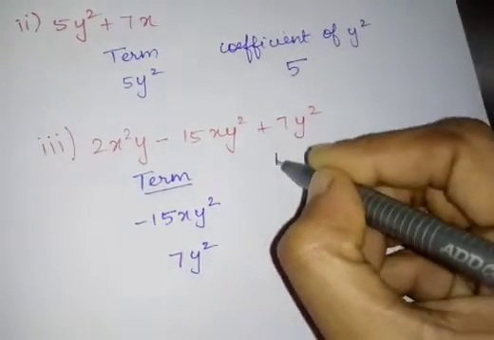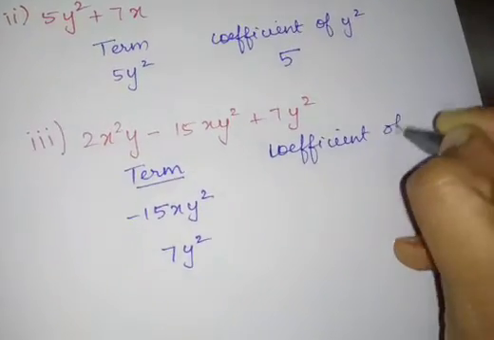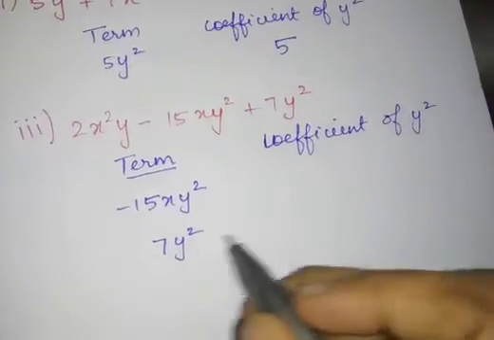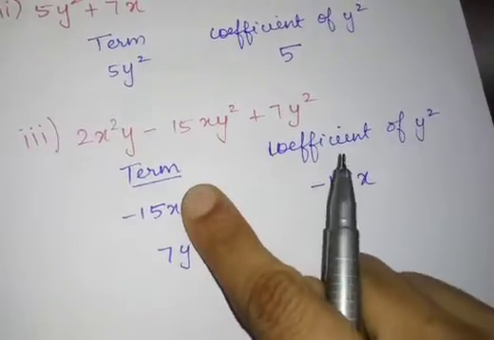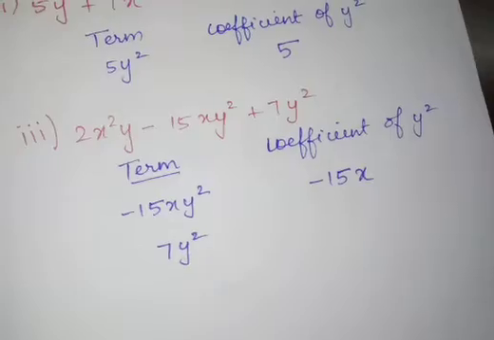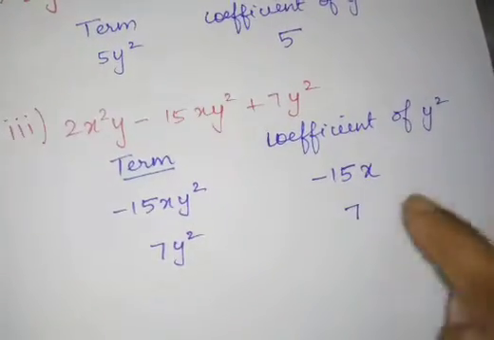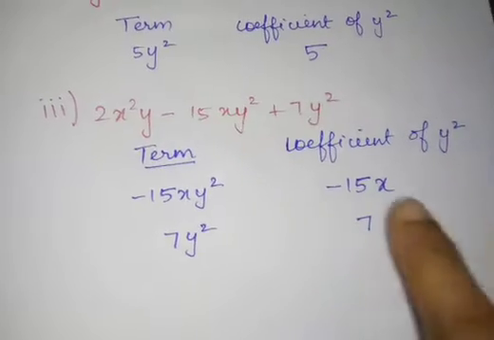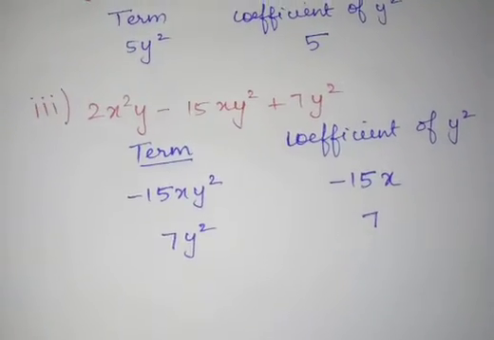Next, what should we find? The coefficient of y square. What is the coefficient of y square here? Minus 15x. If I neglect this y square, the answer is minus 15x. Now here, if you neglect y square, my answer is 7. So what is the coefficient of y square? Minus 15x and 7. Okay, understood?